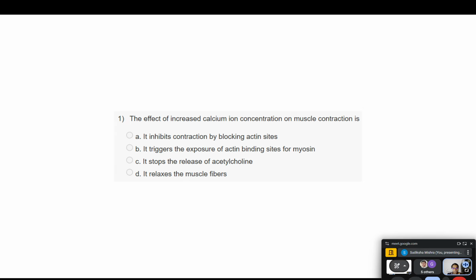The answer is B. It triggers the exposure of actin binding sites for myosin. If there are calcium ions, it will make sure that the troponin and tropomyosin interactions with the actin and myosin filaments break, and the sites are exposed.